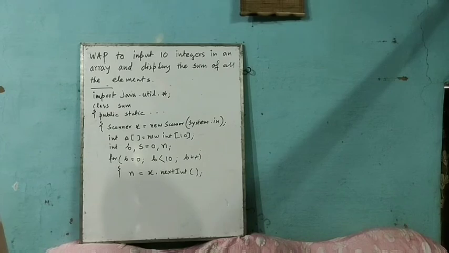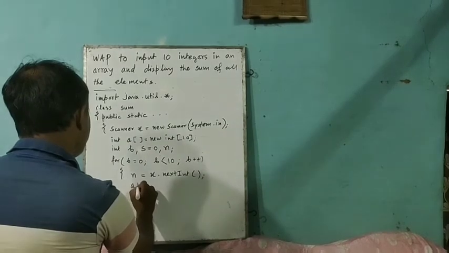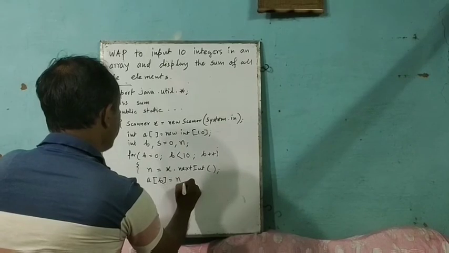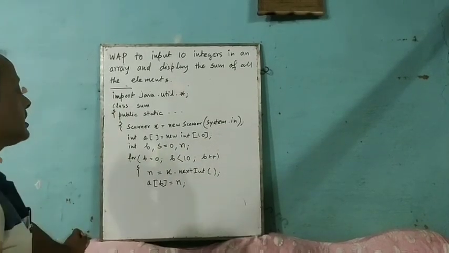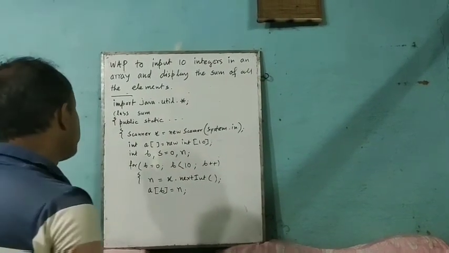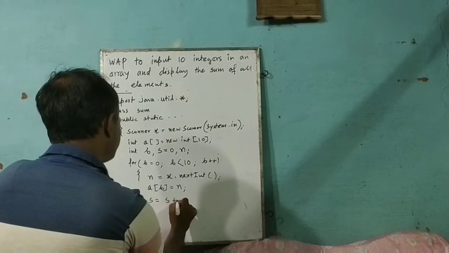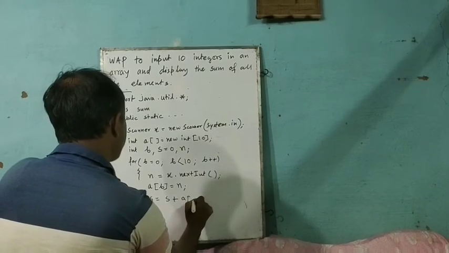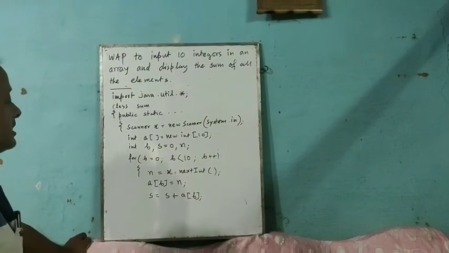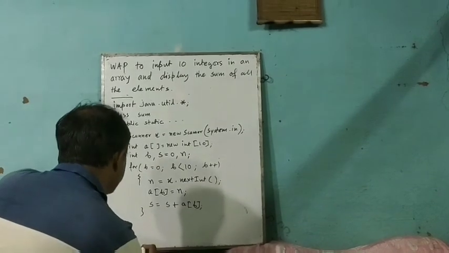Now this n will transfer to the array, a[b] = n. So one value that we have taken as input, we have transferred to the array. Now we can calculate the sum as well. s = s + a[b]. That means the value which is entered in the array is added to the accumulator s. Then we complete the for loop. Then we will display the sum.